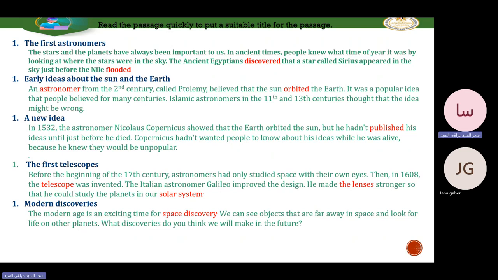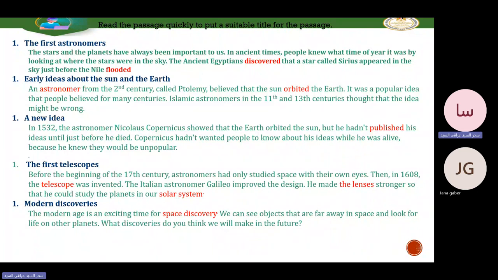What about the first telescopes? Before the beginning of the 17th century, astronomers had only studied space with their own eyes. Then in 1608, the telescope was invented. The Italian astronomer Galileo improved the design. He made the lenses stronger so that he could study the planets in our solar system.